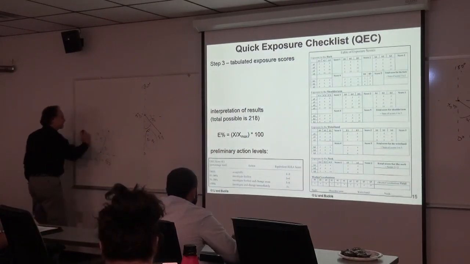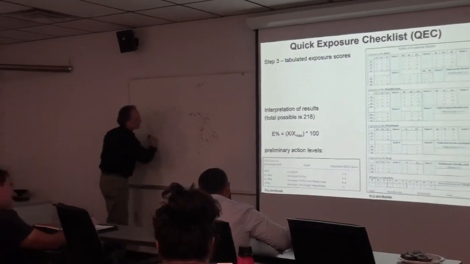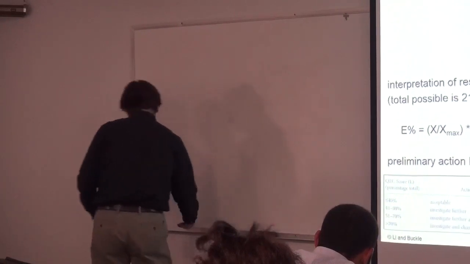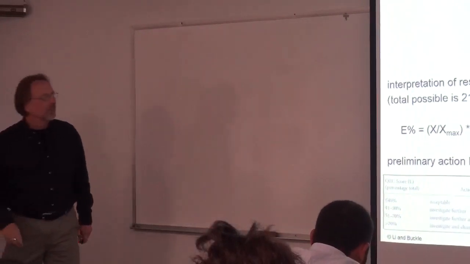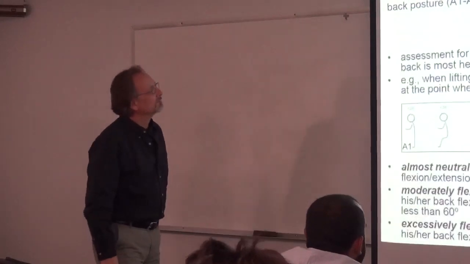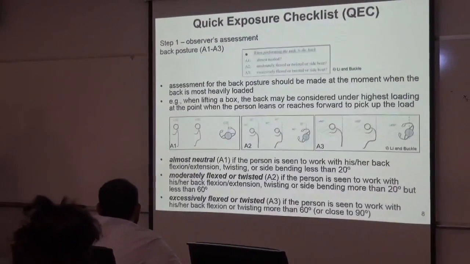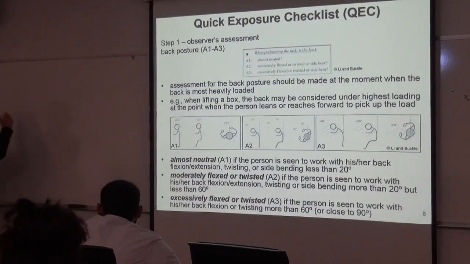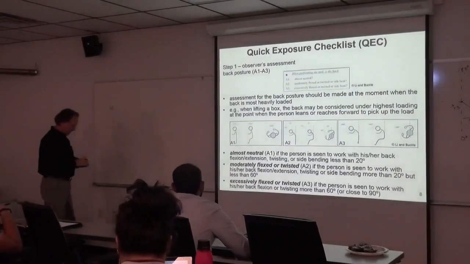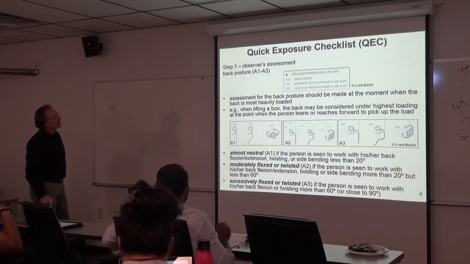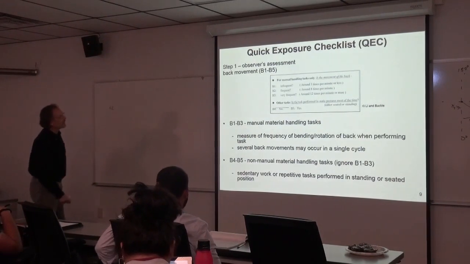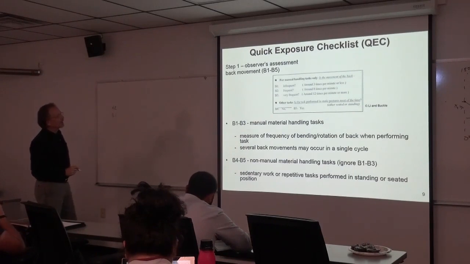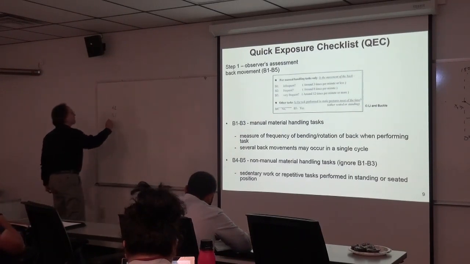So, let's go back and let's make some assumptions. Okay, and I will just arbitrarily say that this one's an A2. Okay, this one it's rather arbitrary, but it'll show you how to score it. And it's a B1, and that there are no static postures, so that's a B4.